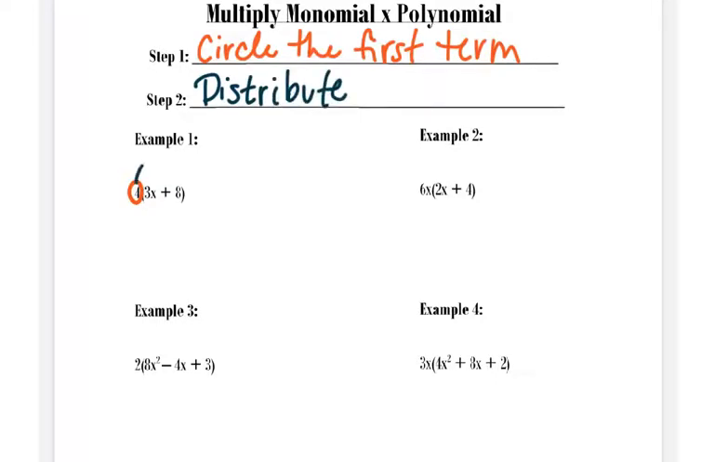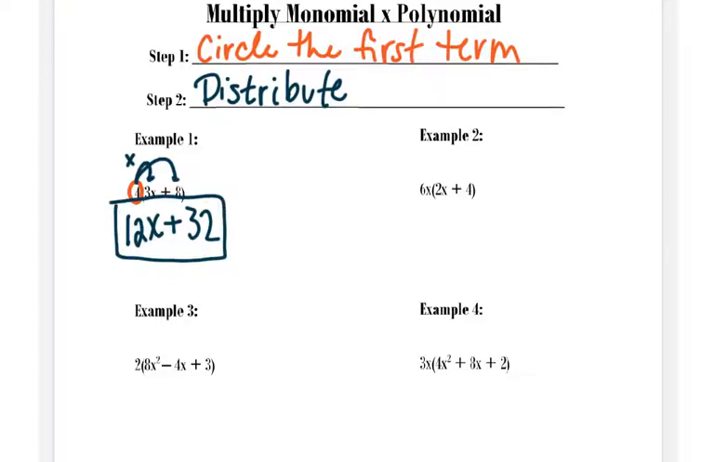What distribute means is I'm going to draw arrows to both of these terms. 4, you always multiply. 4 times 3 is 12, and there's an x there. 4 times 8 is a positive 32. So that's what we do to multiply a monomial times a polynomial. In example 2, we'll try this one together. I'm going to circle the term in the front, and I'm going to send it to both terms.